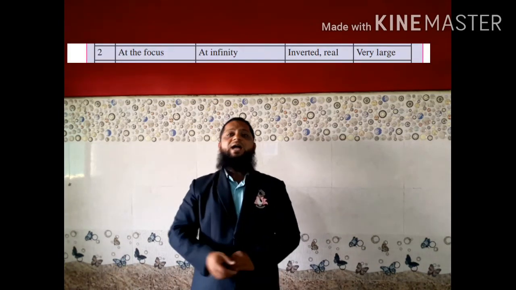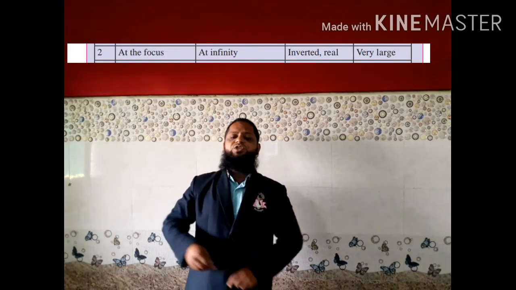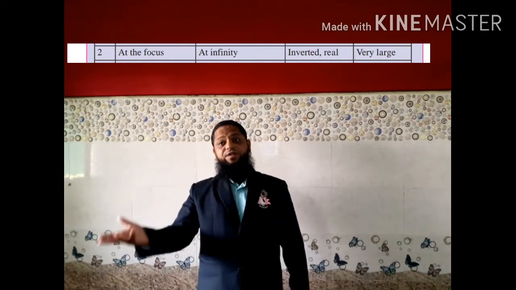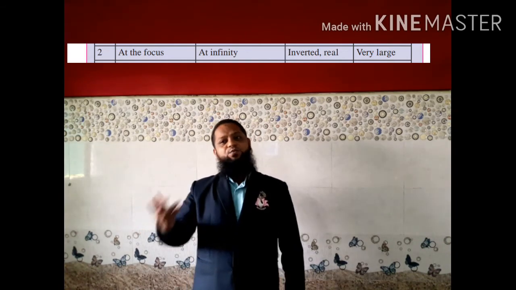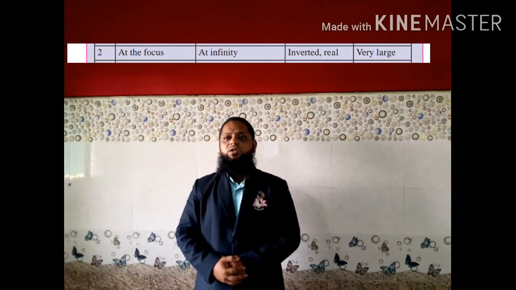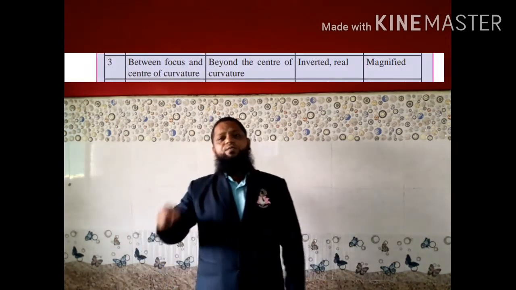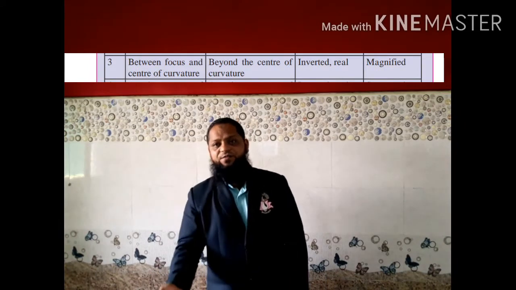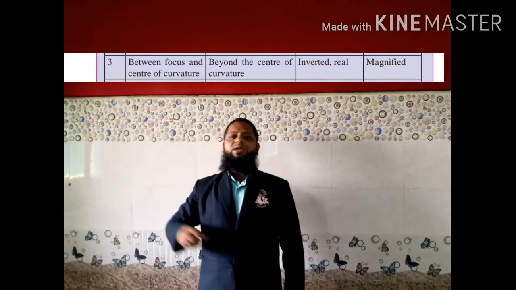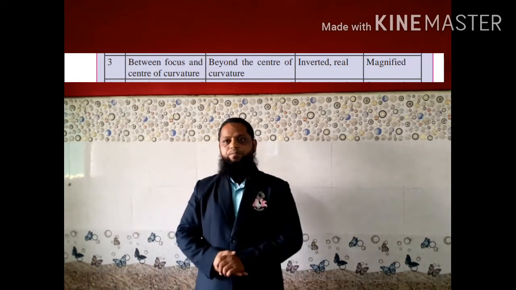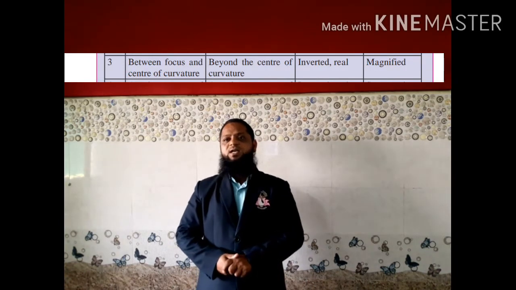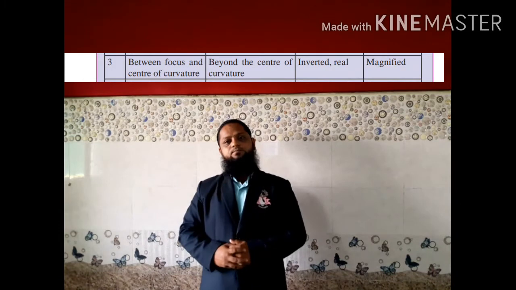Second, if we place the object at the focus, then the position of the image will be at infinity. The nature of the image is real and inverted, and the image is very large. If we place the object between focus and the center of curvature, then the image formation takes place beyond the center of curvature. The image will be real and inverted as well as magnified.